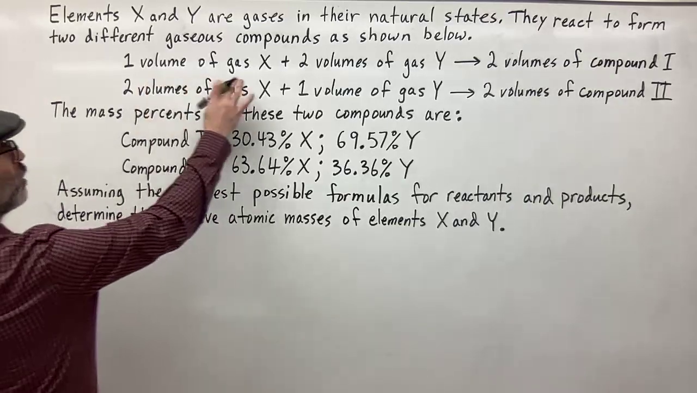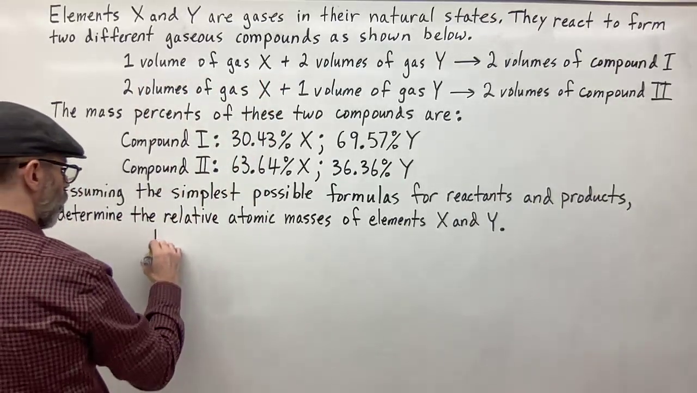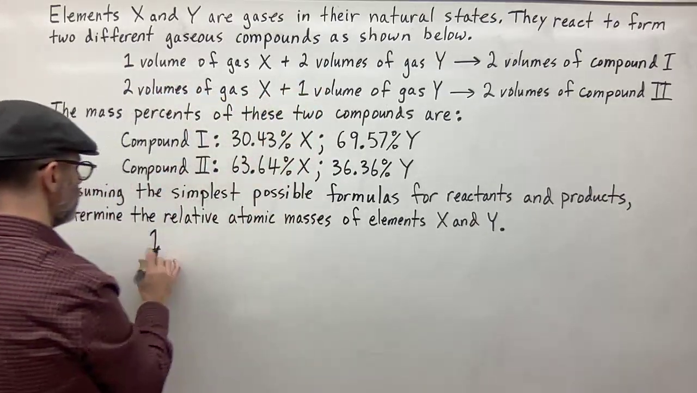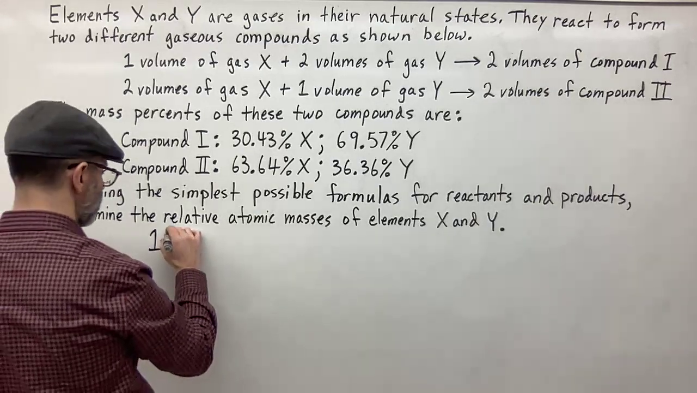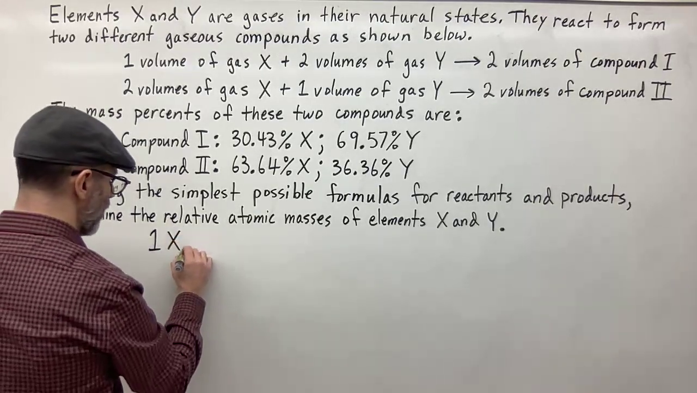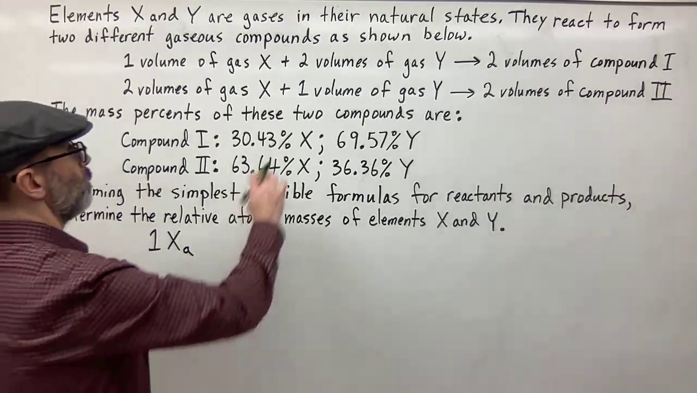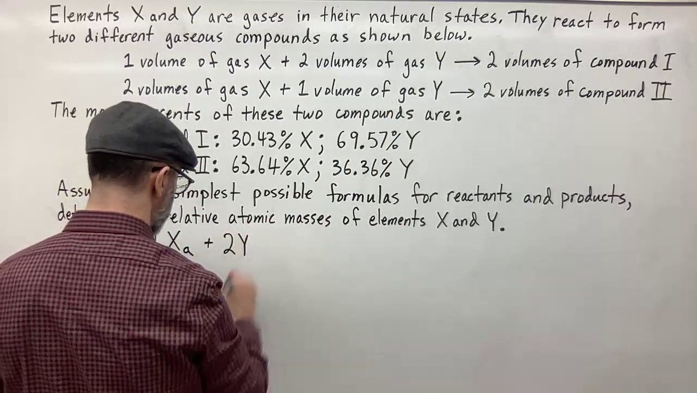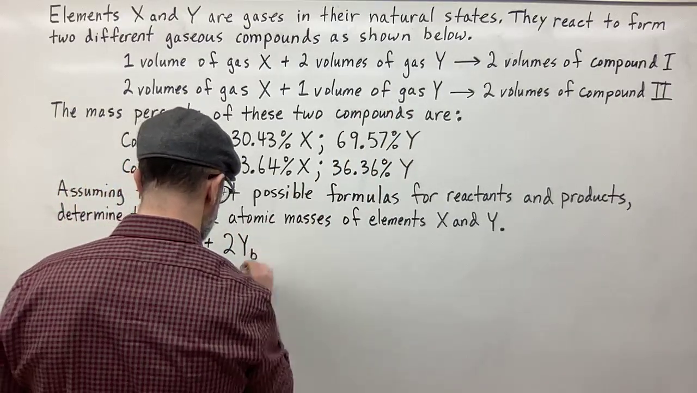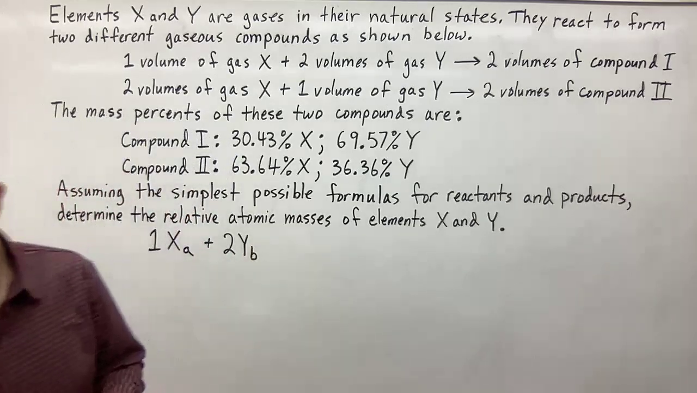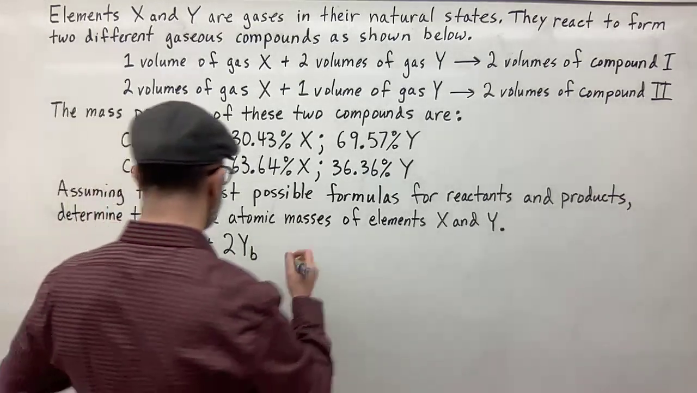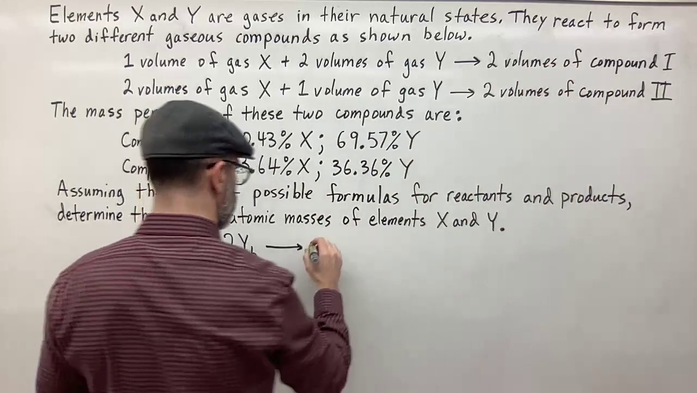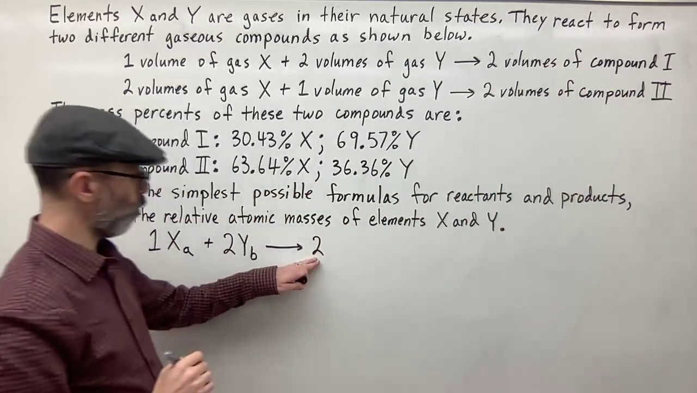Here we have 1 volume of gas X, so we'll treat that as 1. The 1s and the 2s will be coefficients. So we have 1 X with subscript A, plus 2 volumes of Y, so plus 2 Y, and then this will have subscript B. And that's going to produce 2 volumes of compound 1, so 2 for the 2 volumes.